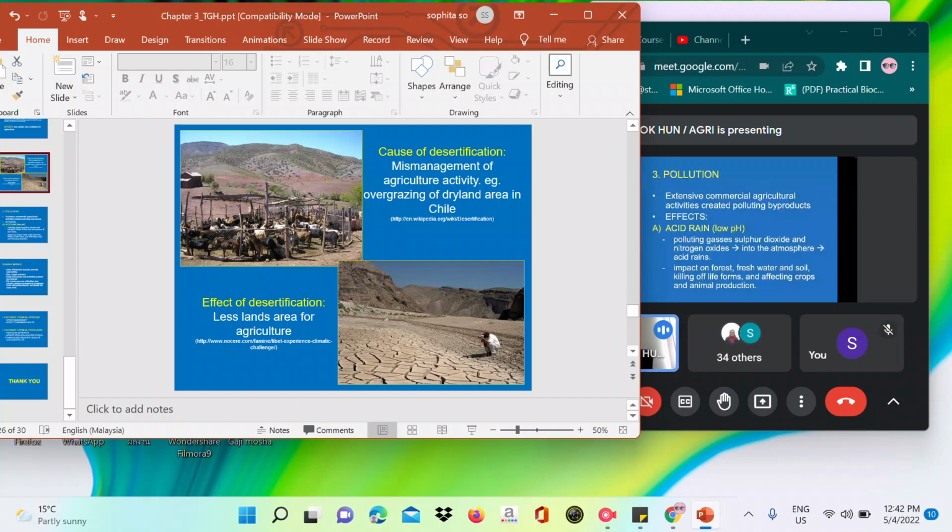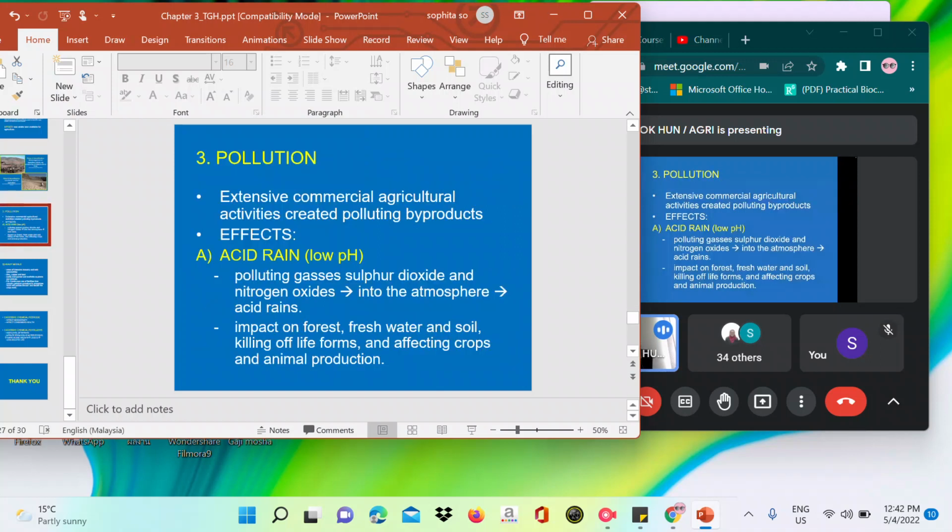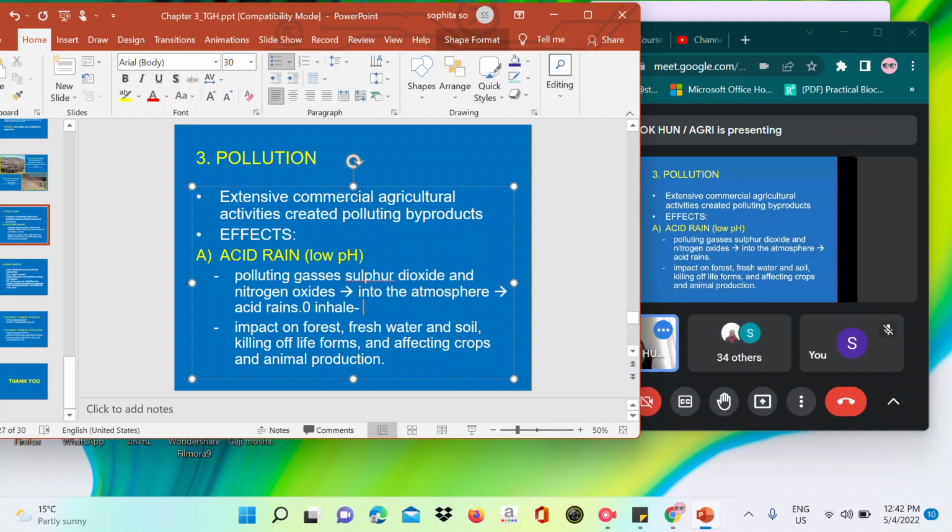The impact is on the forest, fresh water and soil. They will kill off all the living things and also affect crop and animal production. This is very dangerous because you cannot run away from it. If you have a lot of these gases in your environment, when you inhale, it is also toxic for your body.